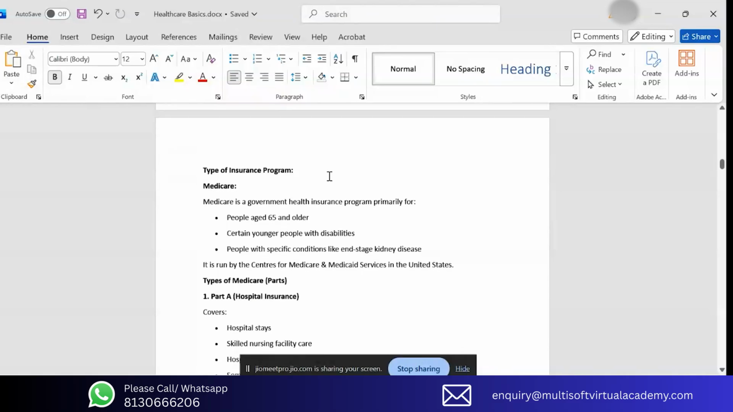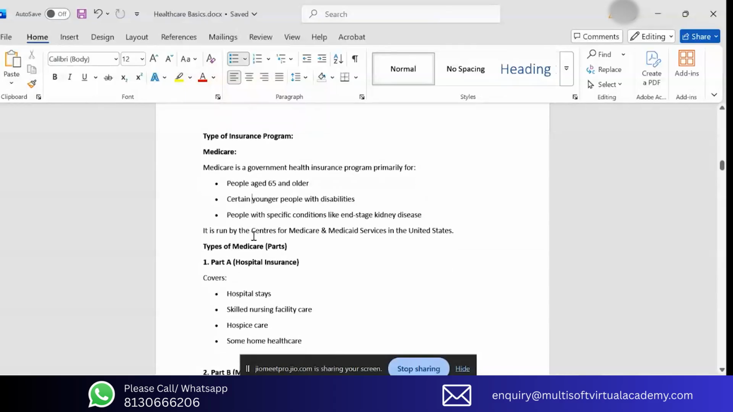Next, what is the type of insurance program? So Medicare and Medicaid are both government plans. When you say government plans, obviously the premium or the benefits you're going to get out of it are going to be much lesser, and it cannot be customized. It is basically made for elderly people or people below the poverty line. So for that, the government program has been introduced.